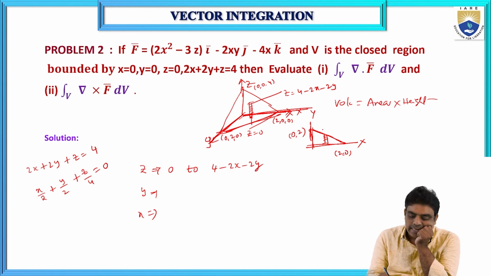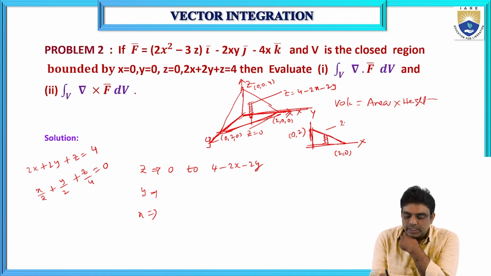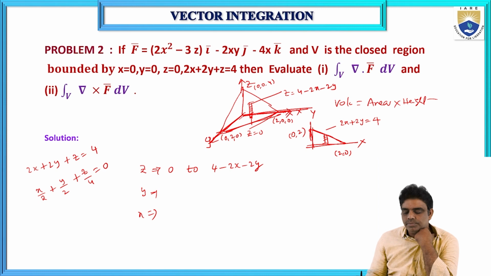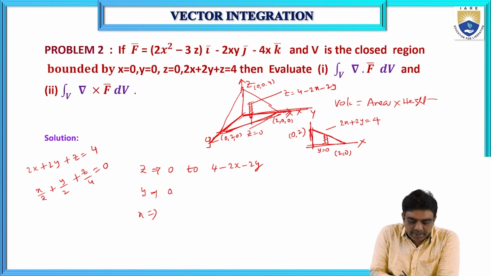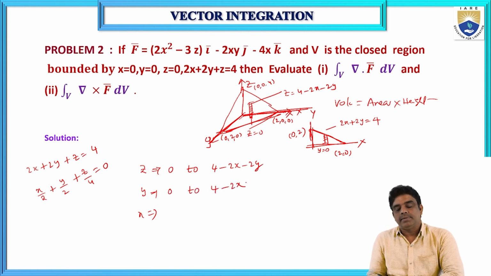Suppose this line is on the plane 2x plus 2y plus z is equal to 4, and this line touching at 2 means it is 2x plus 2y is equal to 4 only. Am I right? 2x plus 2y is equal to 4. Then on the x-axis y is 0, so the y limit is 0 to 4 minus 2x. That is the y limit.